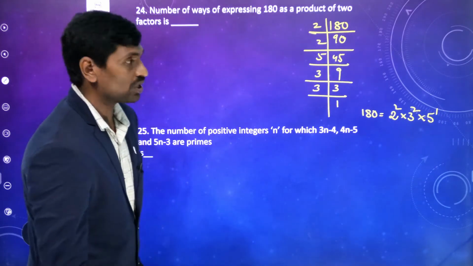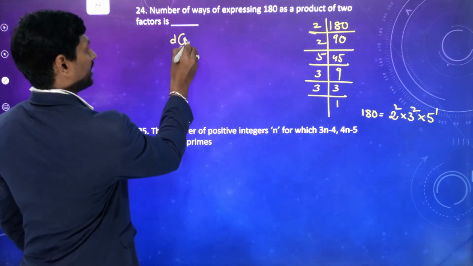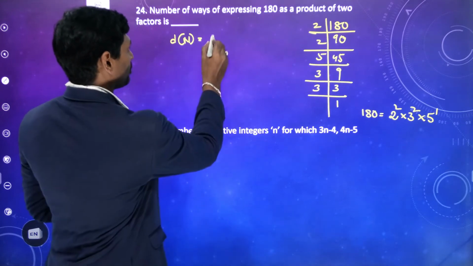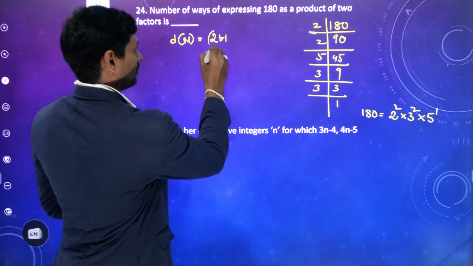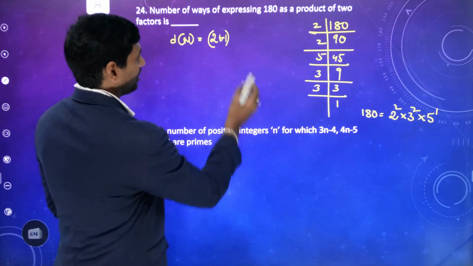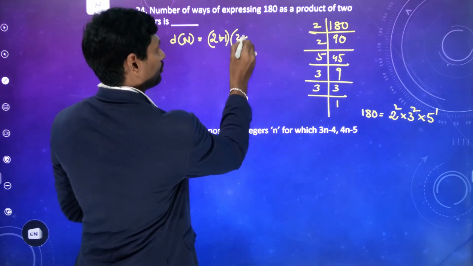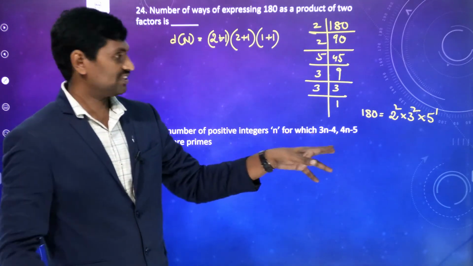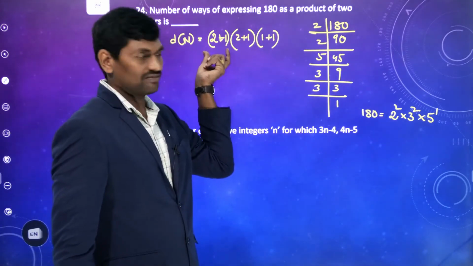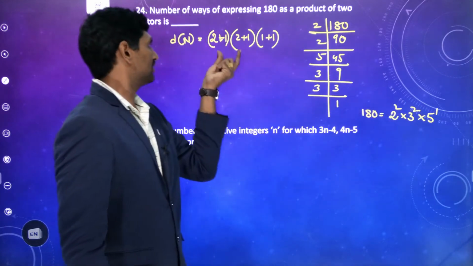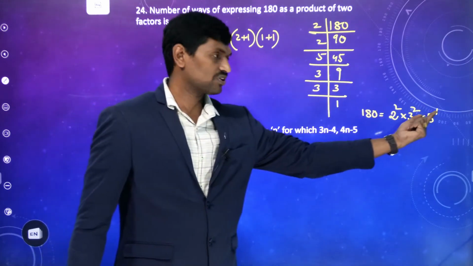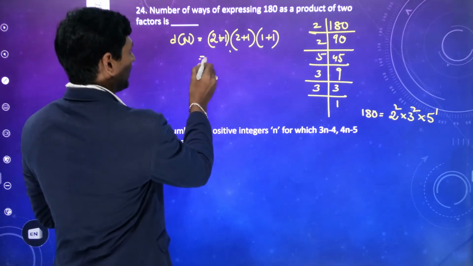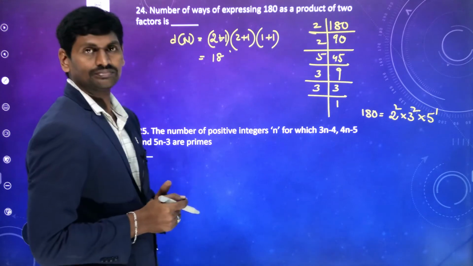Let us find out the number of divisors of a number. Take their exponents. First one, exponent is 2, so 2 plus 1. Second one also 2 plus 1, and third one is 1 plus 1. Just check their exponents. 2 power 2, so 2 plus 1. 3 power also 2 only, here also 2 plus 1. 5 power only 1, so 1 plus 1. So multiply: 3 3s are 9, 9 2s are 18. So number of factors are 18.